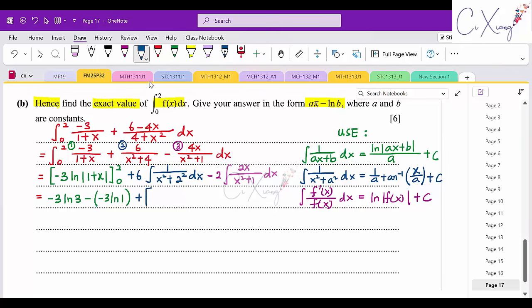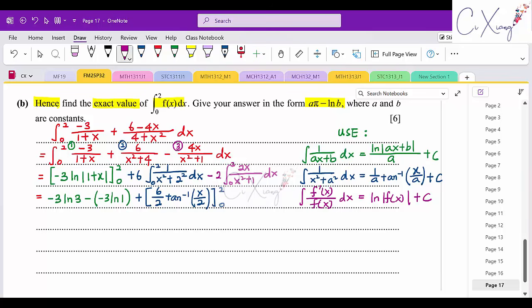Second term, I try to keep the 6 and I integrate 1 over x squared plus a squared. I will be having 1 over a, which is 1 over 2. 6, I just keep it on top, so I will be having 6 over 2. Then tangent inverse, then x over 2, because a is a 2, right? And now you have to substitute in the values 2 and also 0. I forgot to put all the limits here, yeah? This one is also 2 and 0. Then this is also 2 and 0.